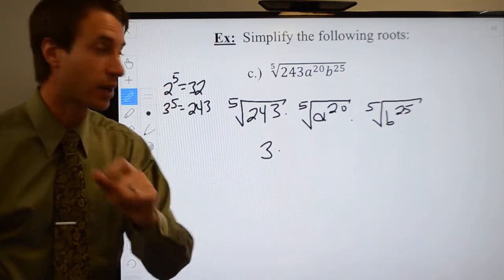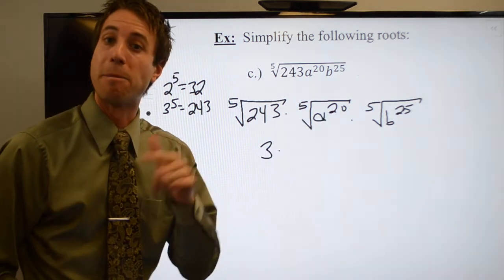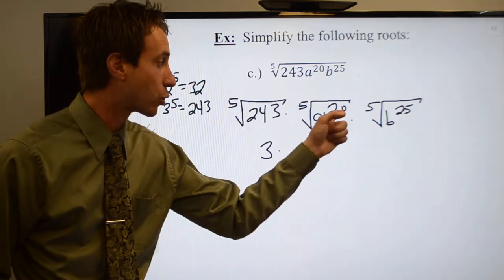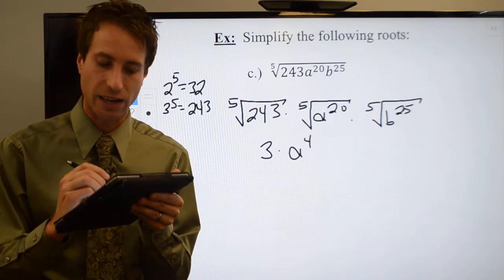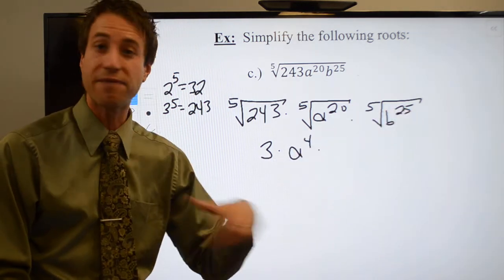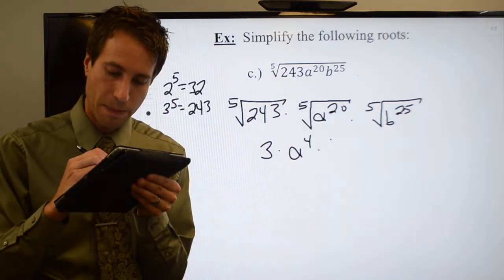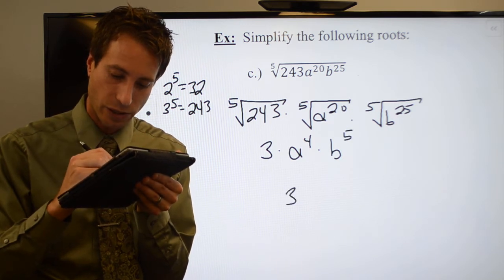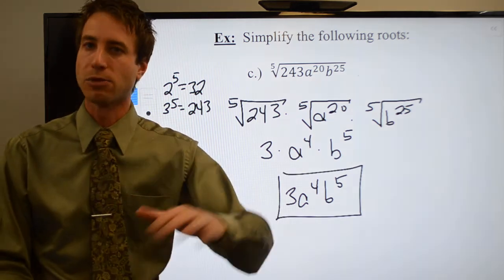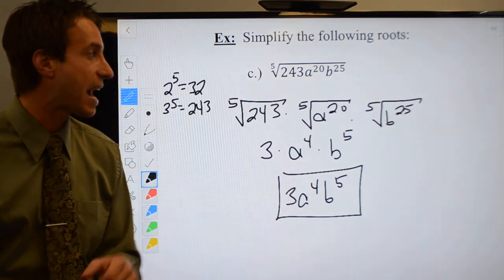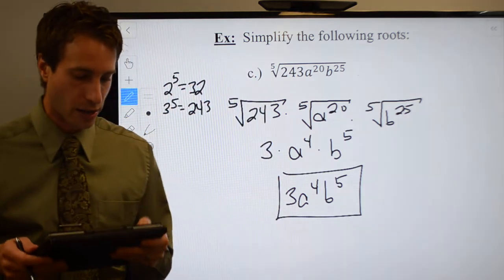Now our shortcut is this. Remember, we take our power and divide it by the index. 20 divided by 5 is 4, so what you wind up with is a to the 4th. And 25, that's my power, divided by my index, 5, is 5. So I wind up with b to the 5th, and my final answer is 3a to the 4th, b to the 5th. Awesome little shortcut, really makes these problems go fast, especially if the power is evenly divisible by the index. Let's go ahead and try another one.